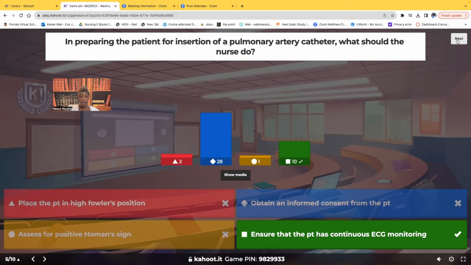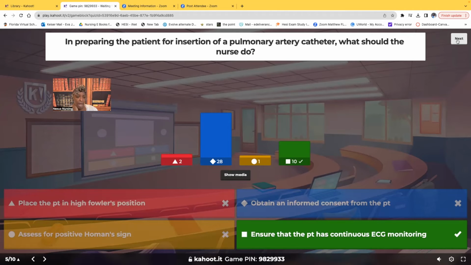The correct answer, which only 2 of you guys chose, was ensure that the patient has continuous ECG monitoring. And that is important because that pulmonary artery catheter is being inserted, the patient's going to be at risk for dysrhythmias. So we better make sure that there's continuous ECG monitoring. Let's talk about the wrong answer choices. Place the patient in high Fowler's position? No, that patient's going to be placed flat. Okay. Their head's going to be flat.